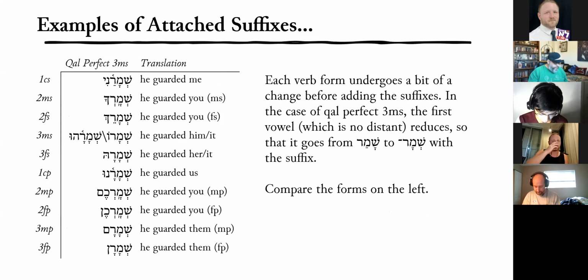So here we have a table that I threw together. I kind of took it out of Basics of Biblical Hebrew.